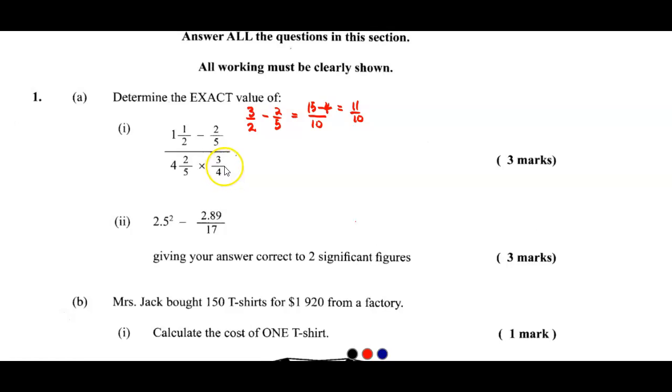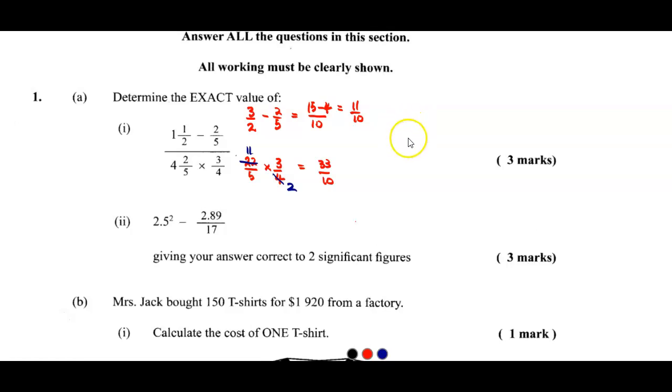Let's work out the bottom part of the fraction. So 4 and 2/5 is 22/5 times 3/4. Let us half 4, we get 2, and we half 22, that's 11. So what we have there is 3 times 11, that's 33/10. So now we have 11/10 divided by 33/10.